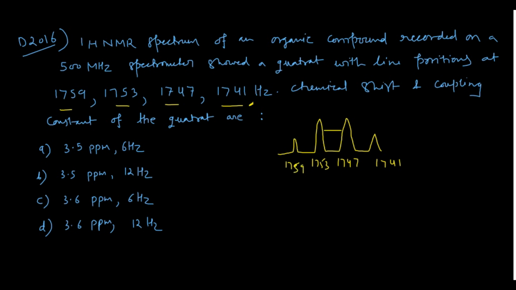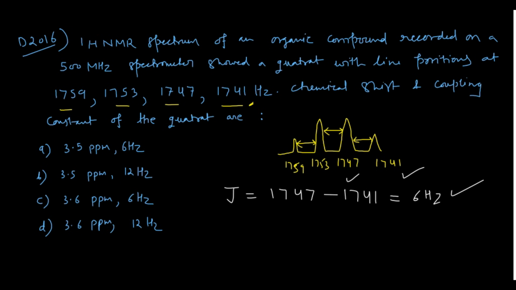And you know what the coupling constant is? The coupling constant is the distance in hertz between the split peaks. So you can take any of the distances. It is up to you. You can take this one, you can take this one, all will give you the same answer. I am showing you one. I am calculating the J value: 1747 minus 1741. I get 6 hertz. So the coupling constant is 6 hertz.